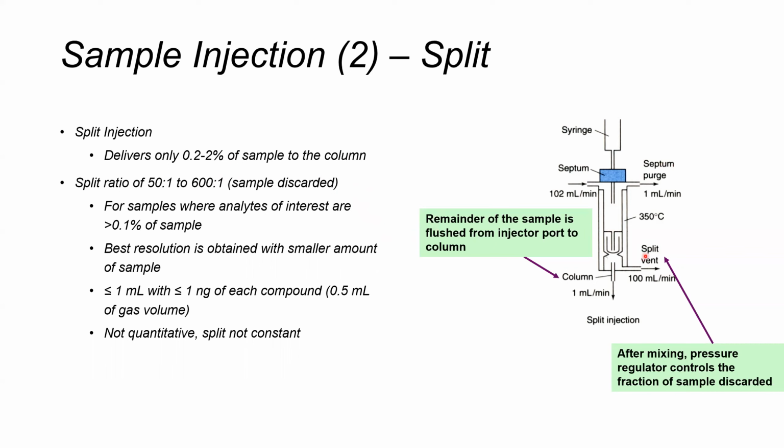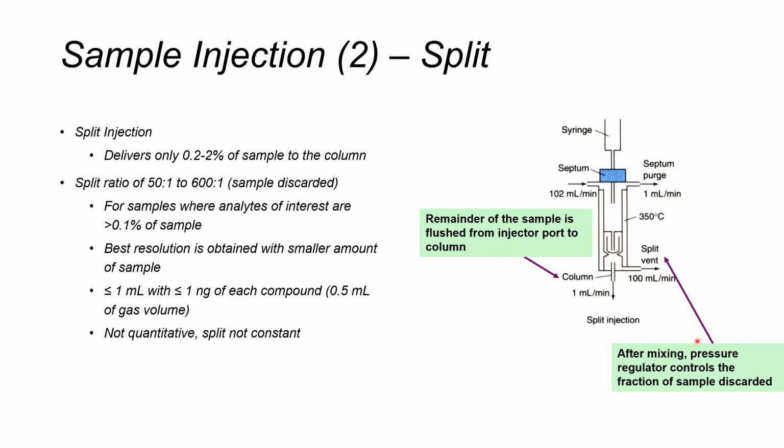So here is the setup of an injector for split injection. We insert our sample through the syringe, through the septum, then we have a gas flow in here, and then we split some of it. Some of it will pass into the column and some of it will also vent out. And so the ratio can be changed.